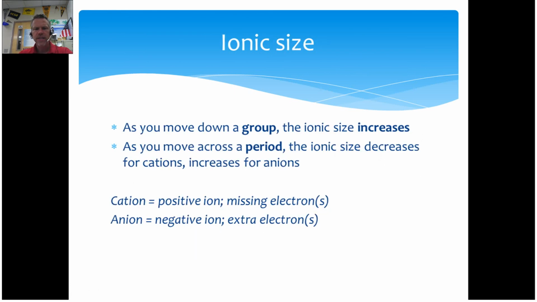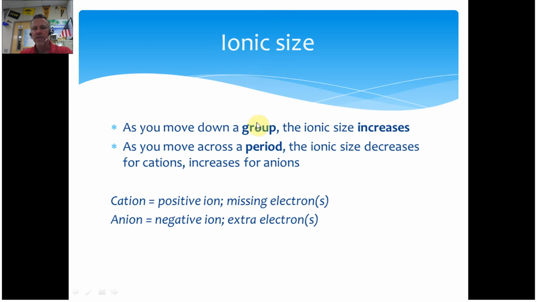The last trend that we want to take a look at is ionic size. So remember we talked about atomic size and how it changes a few slides ago. Now we want to talk about ionic size. What happens to the radius of an atom when it becomes an ion?